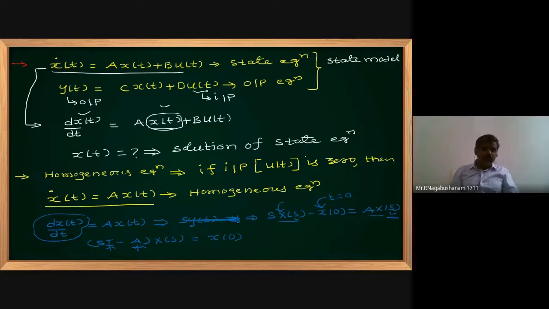Yes, I want the solution, which means I want x of t. From this one, let me use the next slide. So sI minus A into X of s equals x of 0.